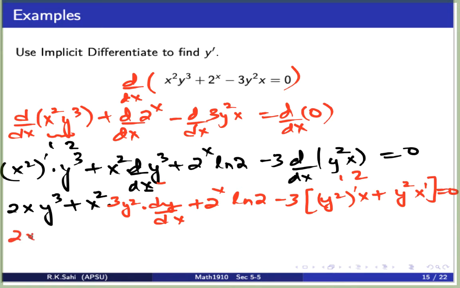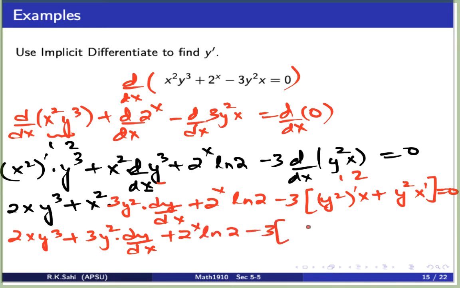So we're getting 2xy cubed plus 3y squared times dy by dx, plus 2 to the power x natural log of 2, minus 3. Now the differential of y squared is going to be 2y times dy by dx. Remember, y and x are different. Times x plus y squared equals 0.